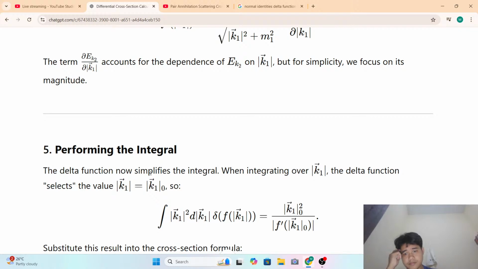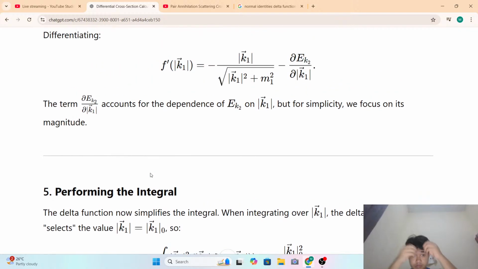What do you mean? Performing the integral.